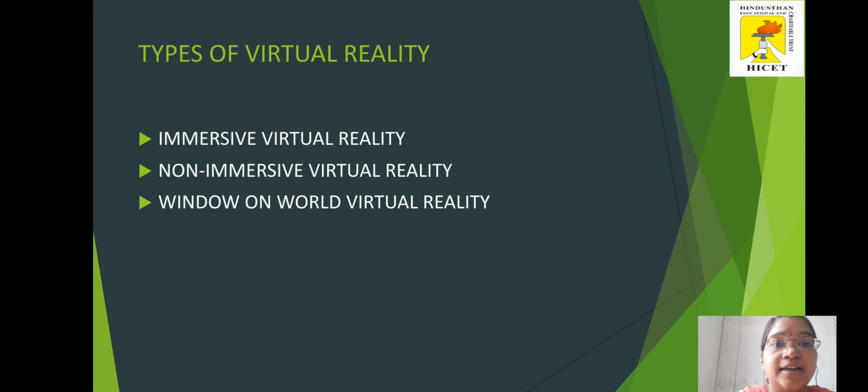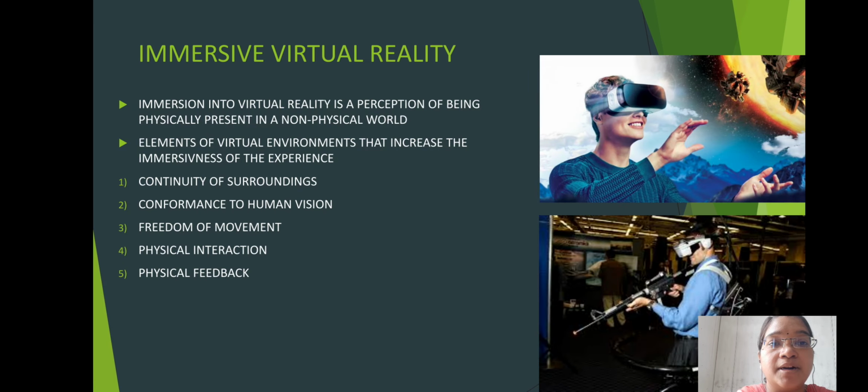Next, here come the types of virtual reality. The types are immersive virtual reality, non-immersive virtual reality, and Windows on the World virtual reality. Let me discuss them one by one. The first and foremost is immersive virtual reality. Immersion in virtual reality is the perception of being physically present in a non-physical world. You feel as if you are physically present in that particular environment. That's what we call immersive virtual reality.